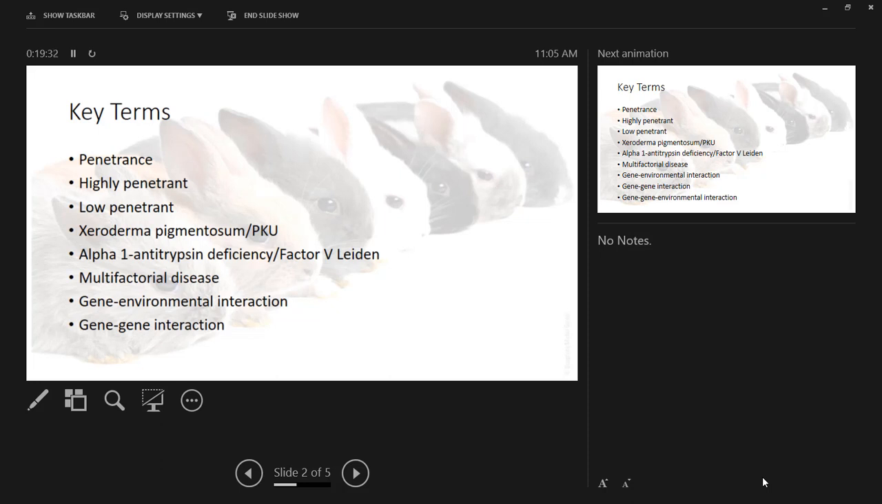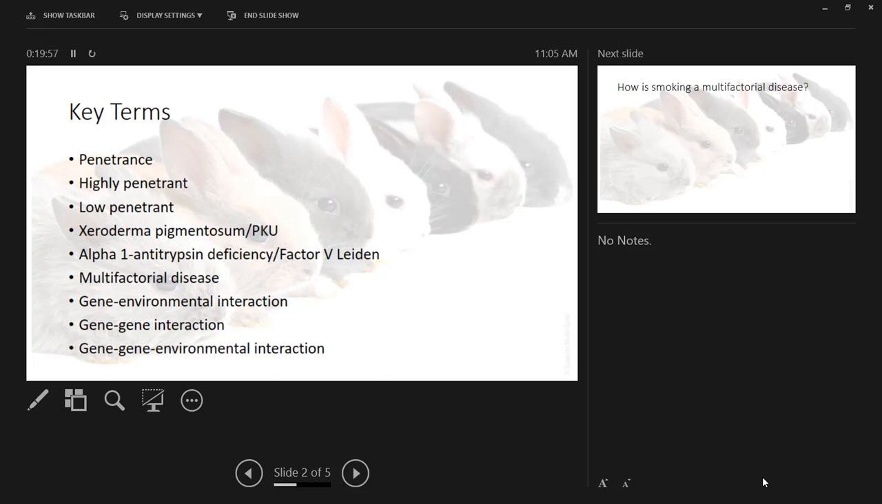Gene-gene interaction. How does the expression of one gene influence the expression of a second gene? Most of these are going to be epistatic effects, when you get the expression of one gene influencing the expression of a second. And then this one, my personal favorite of all of the terms in this list, the gene-gene environmental interaction, where you have both an epistatic and an epigenetic and other environmental influences on the expression of a gene.